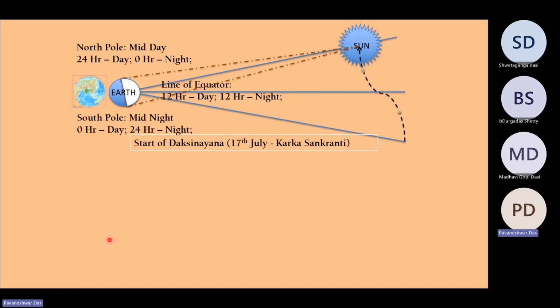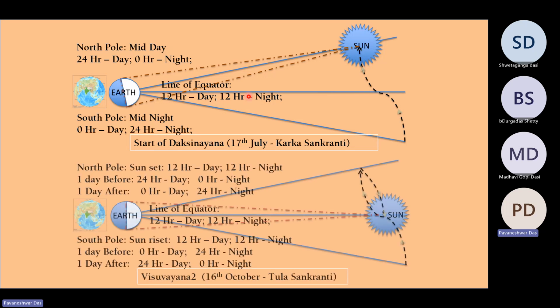So 3 months later, by the time the sun goes to the line of Capricorn, line of Cancer, you see here they will have 24 hours day, 0 hours night, and 24 hours night, 0 hours day. Line of equator always 12 hours day, 12 hours night. Another 3 months, again the sun comes back to the line of equator.